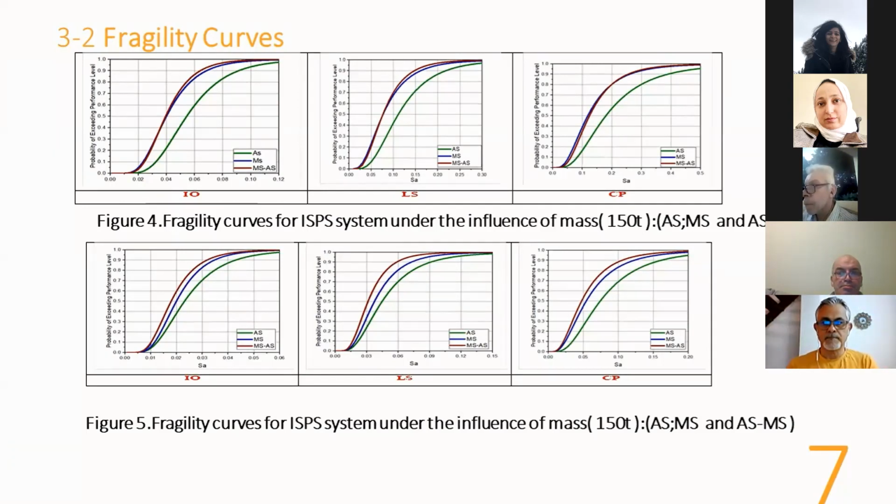For ISPS in loose soils obtained under the influence of mass 350 tons, the system is more vulnerable under the influence of main shock aftershock than under main shock only and aftershock only. The values of SA, 30%, of probability of damage of the ISPS system with the different damage states, IO, LS, CP.